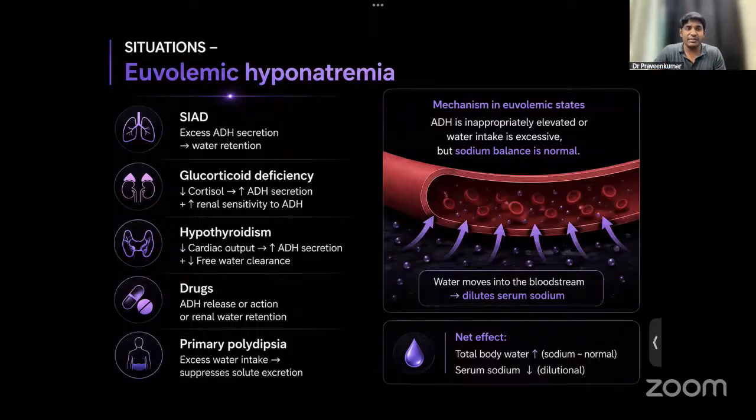So what are the conditions where we get euvolemic hyponatremia? Only one thing you should remember at MBBS level is SIAD. At PG level, you should know about glucocorticoid deficiency, hypothyroidism, drugs, and primary polydipsia. All these should be known. But the most common thing you should remember is SIADH.